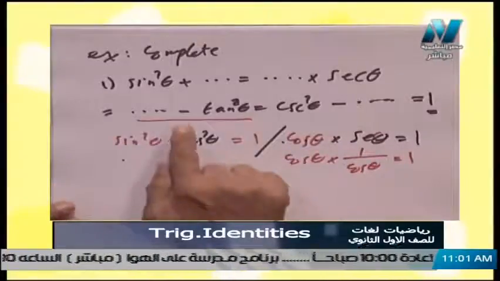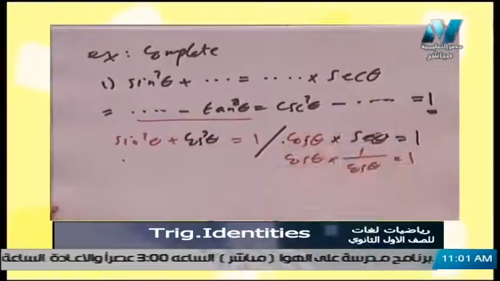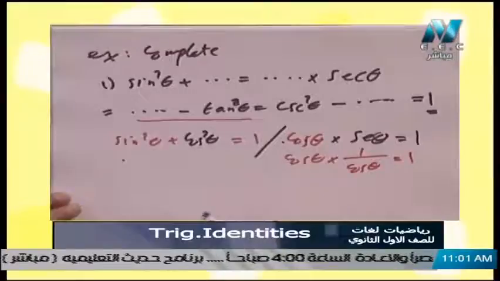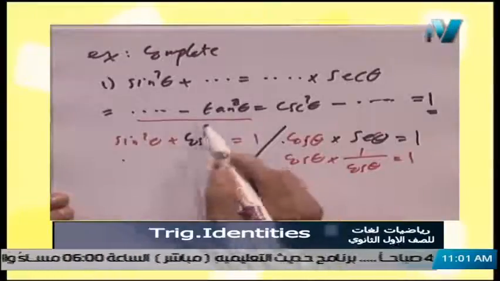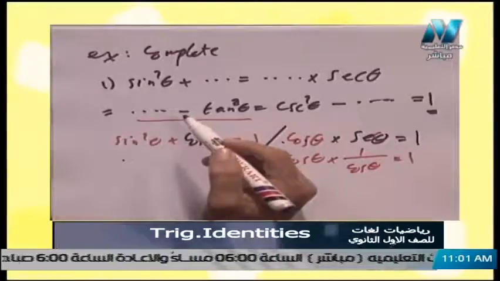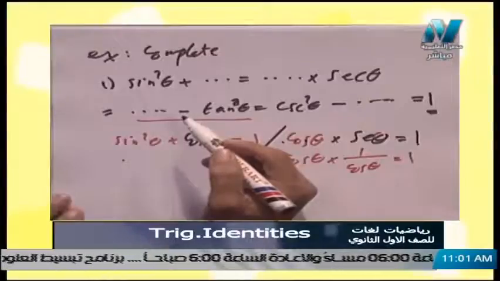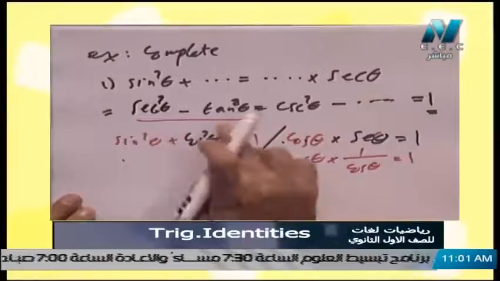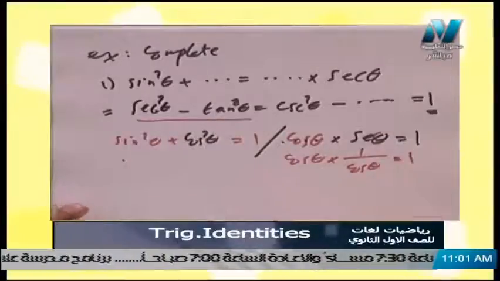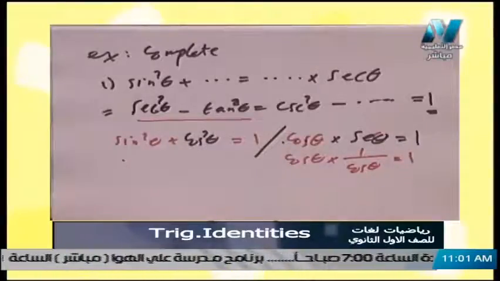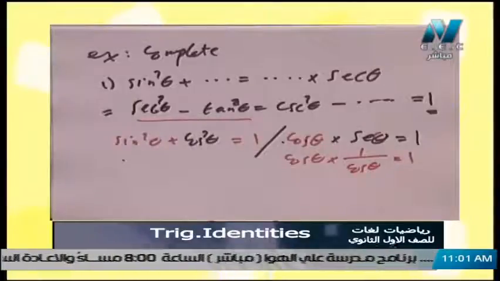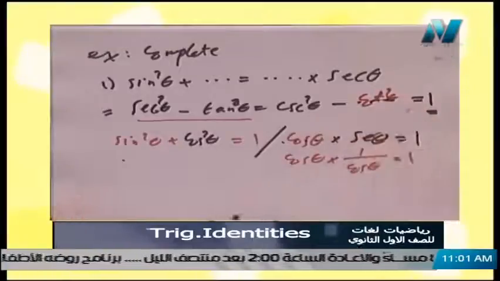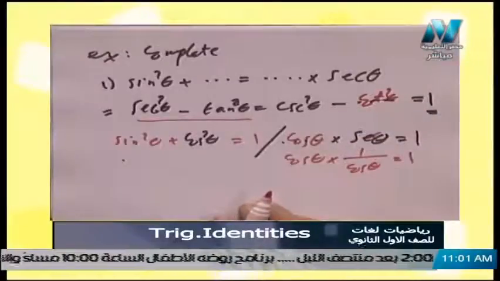Something here minus tan power 2 theta equals 1. We know that here, if we write sec theta power 2, yes, it's sec power 2 theta minus tan power 2 theta equals 1. And also cosec power 2 theta minus cotan power 2 theta equals also 1. Okay.